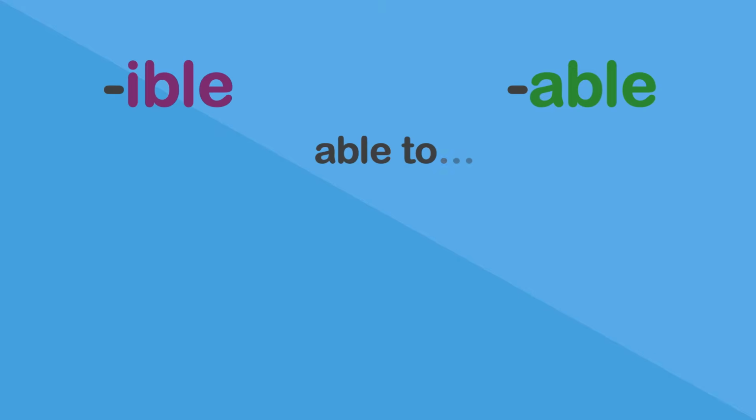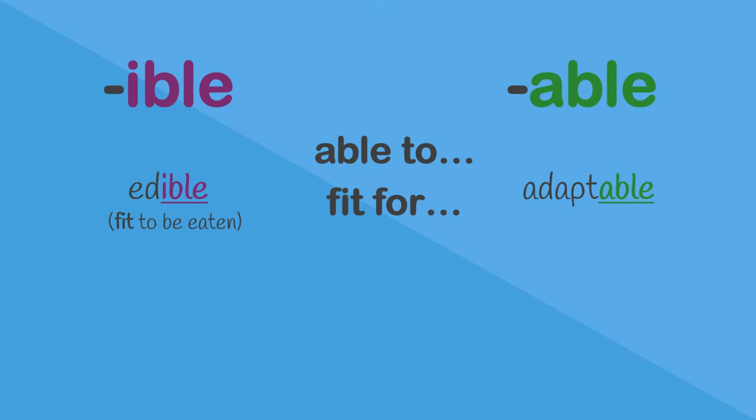The suffixes ible and able mean able to or fit for, or having the quality of. The word edible, for example, means fit to be eaten, and the word adaptable means able to adapt. The main role of these two suffixes is to form adjectives, often from verbs.